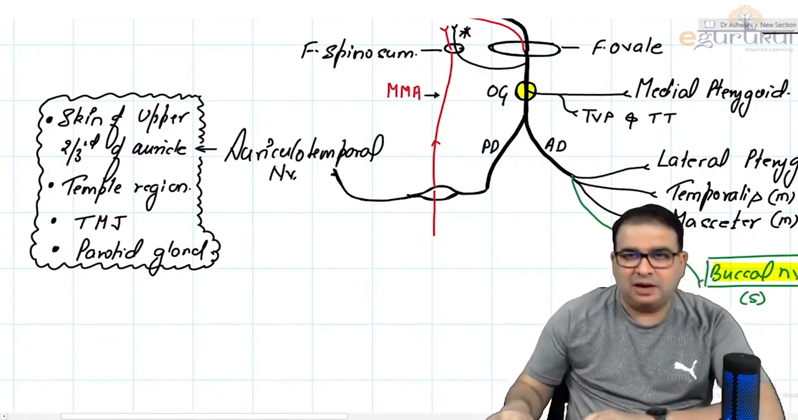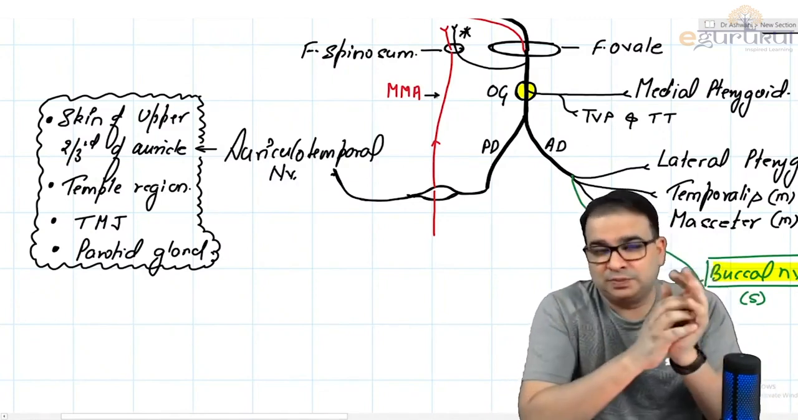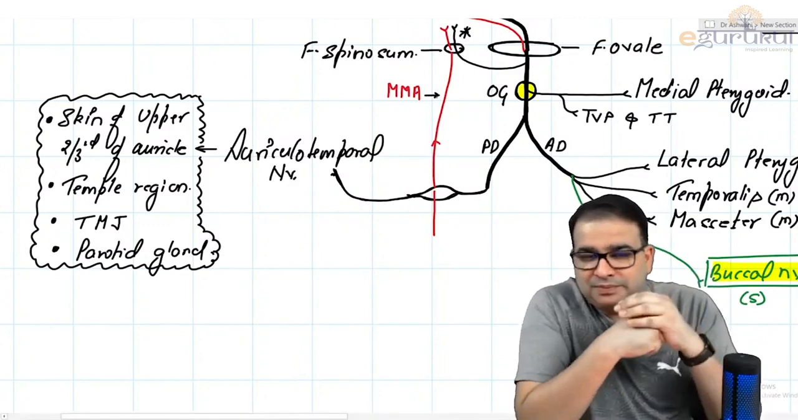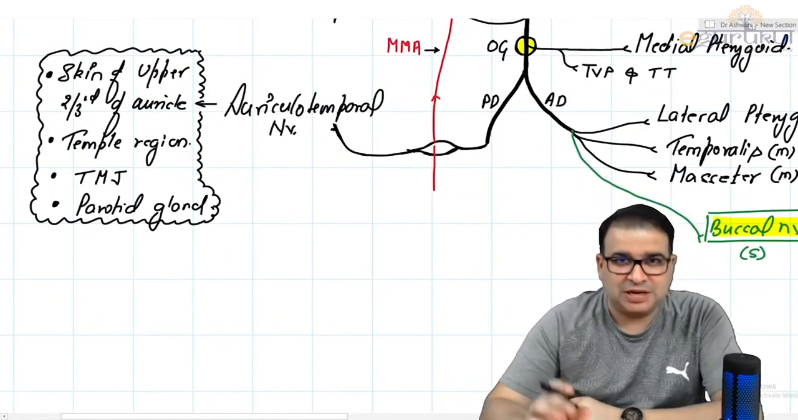So this middle meningeal artery, it is looped by the auriculotemporal. That is how you identify the nerve also. It is looping around the middle meningeal artery, right? That was one division, guys, auriculotemporal.